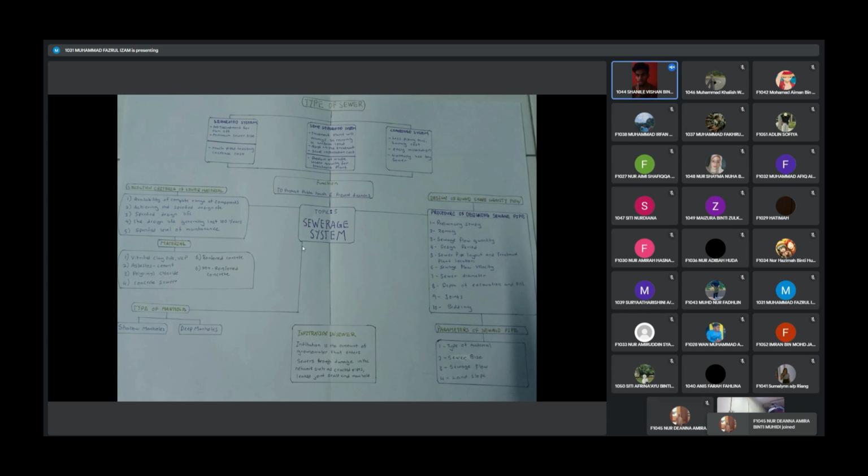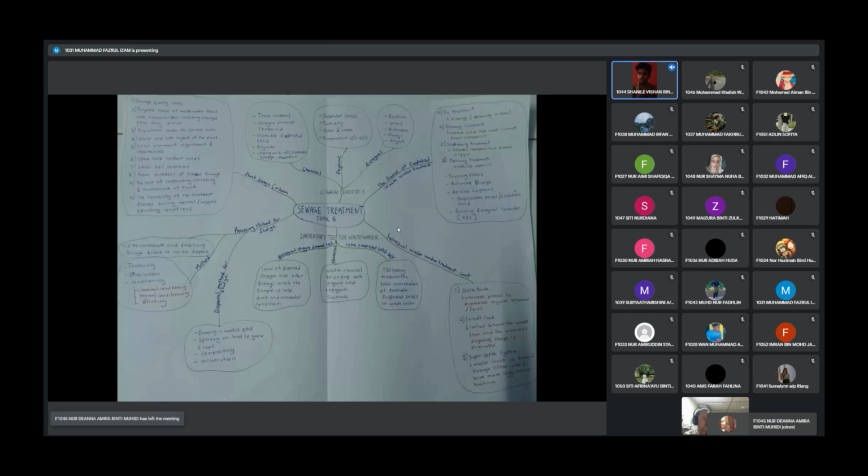This topic, we also need to know the selection criteria for sewage material, and I also stated the material for sewerage system. So this sewerage system has 2 types of manhole. Firstly, the shallow manhole and deep manhole. Moreover, we also need to know the procedure designing sewerage and the parameters for sewerage type, sewerage pipe. So next topic.